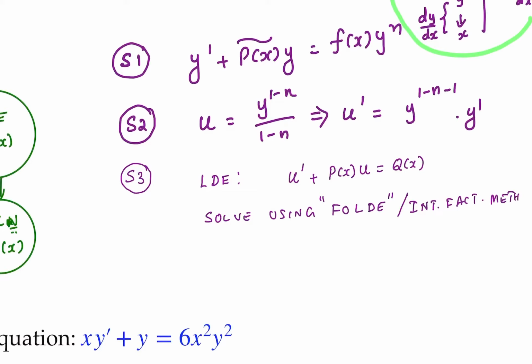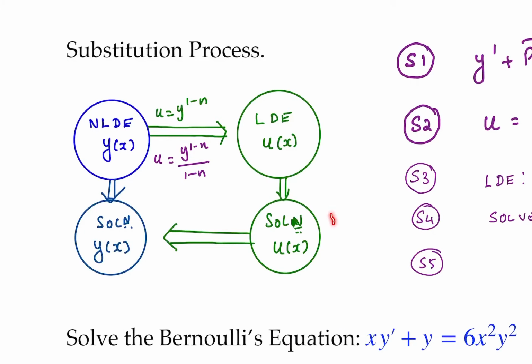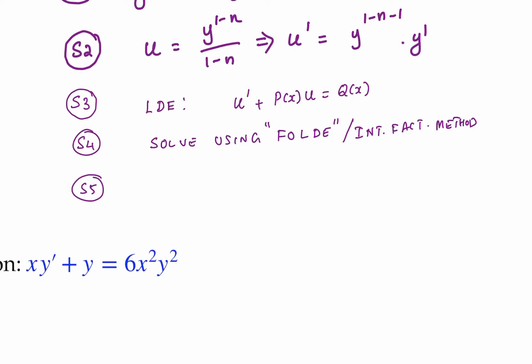So let's call this step 4. Step 5 is now you have a solution, right? Now you're going to have a solution u in terms of x, but I don't want that. I want the solution y in terms of x. So to do that, I am going to transform, or resubstitute, and then that is going to give me solution y in terms of x.